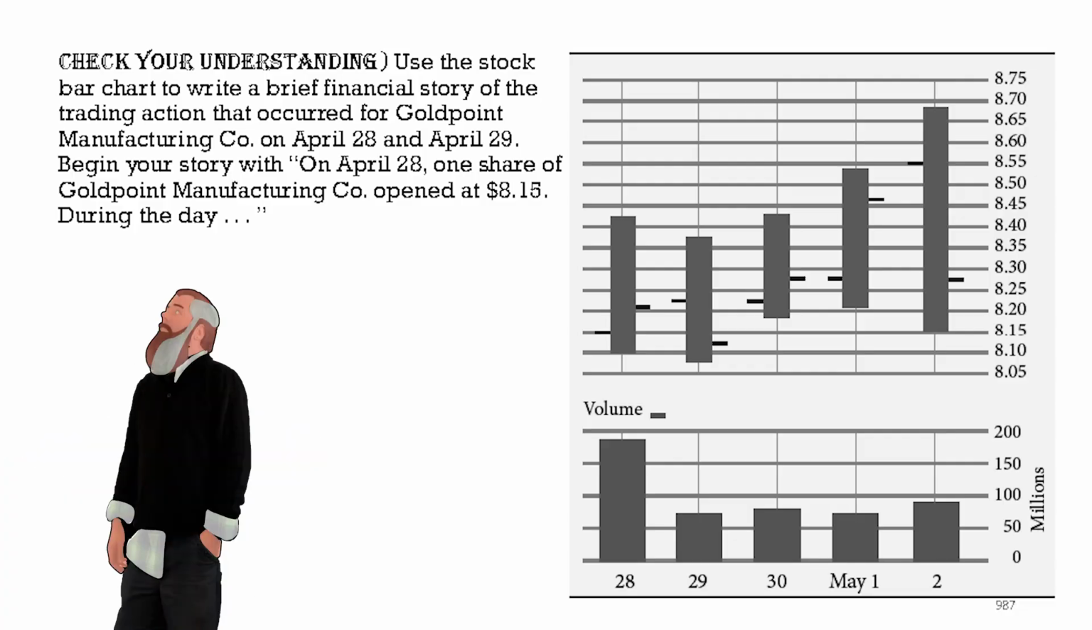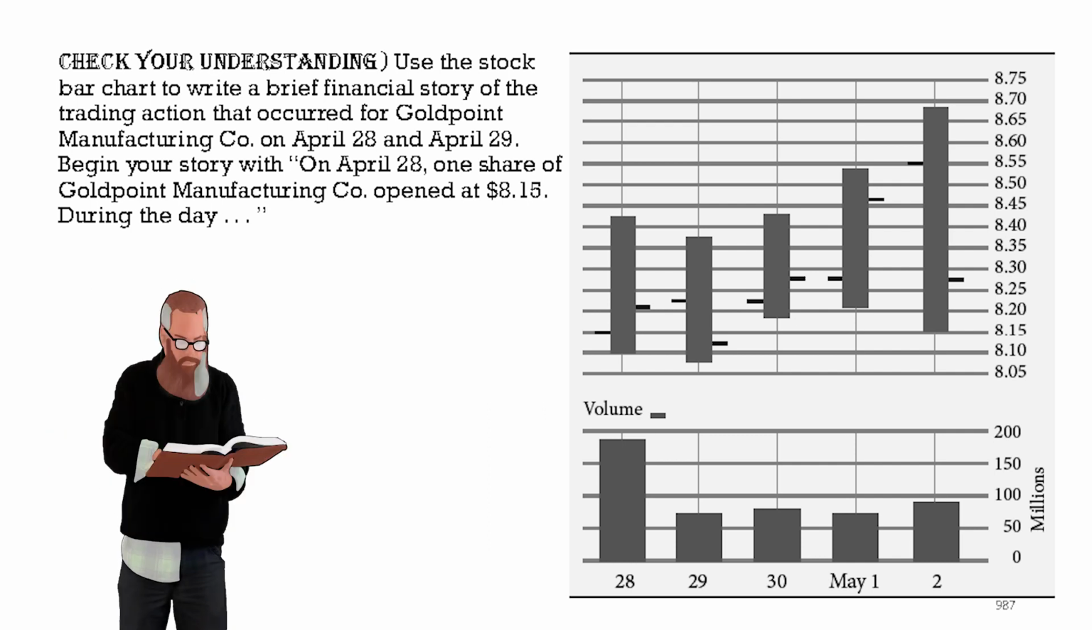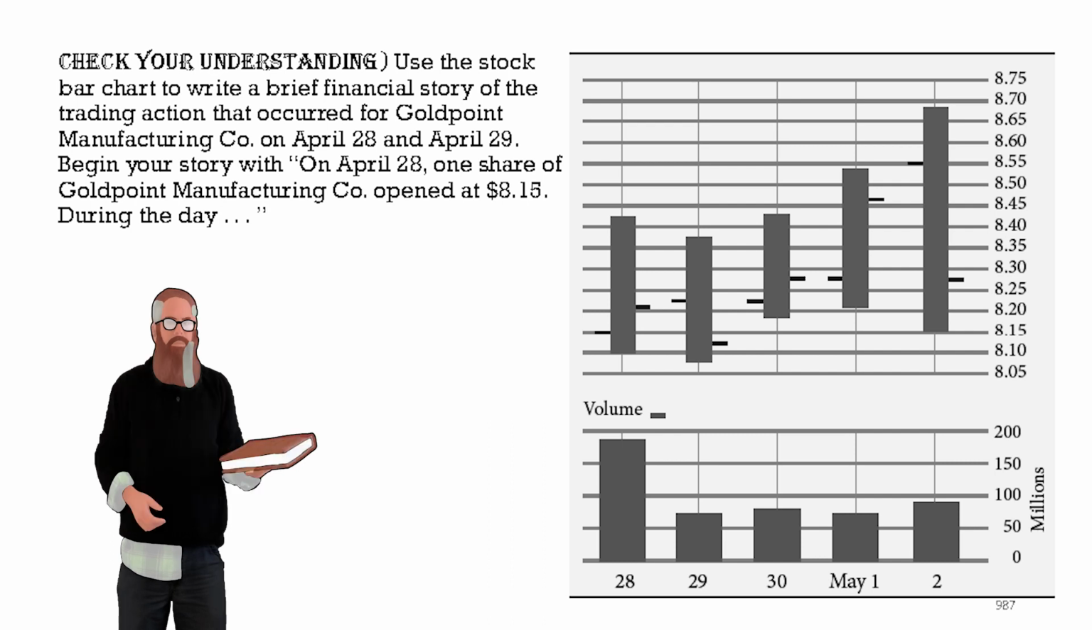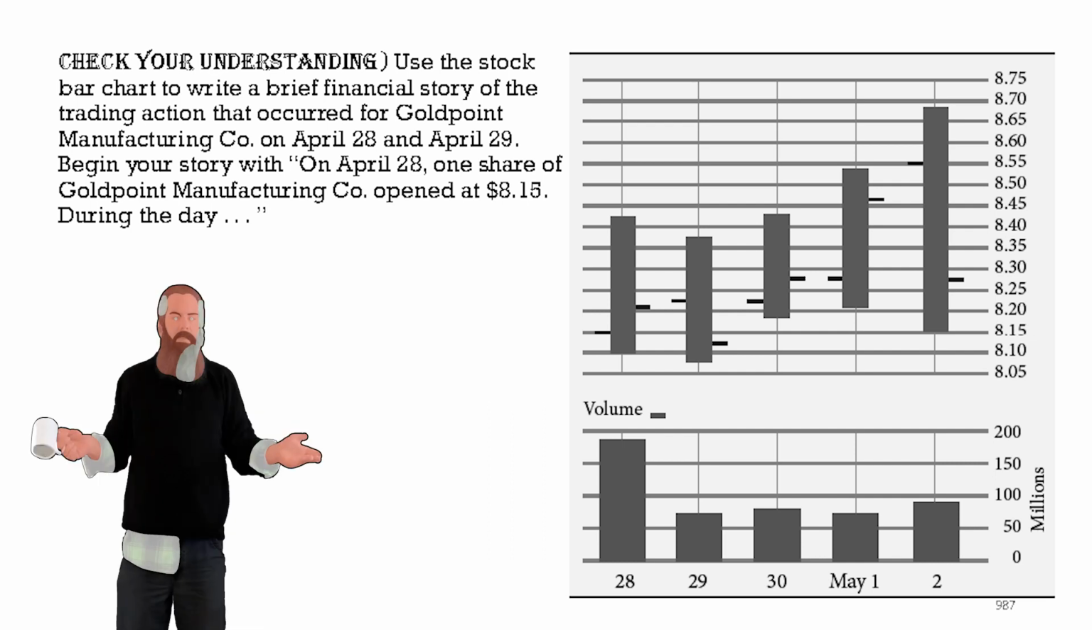Let's check our understanding of this by using the stock bar chart to write a brief fictional story of what the trading action that occurred with Goldpoint Manufacturing Company on April 28th and April 29th. Begin your story with, on April 29th, one share of Goldpoint Manufacturing Company opened at $8.15.